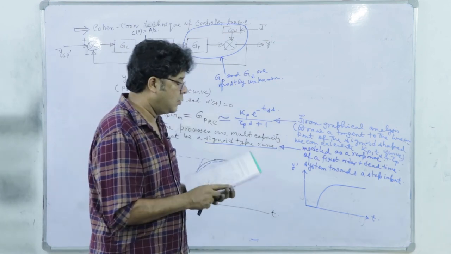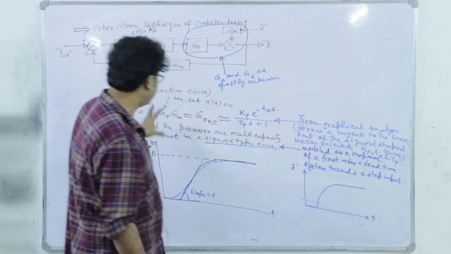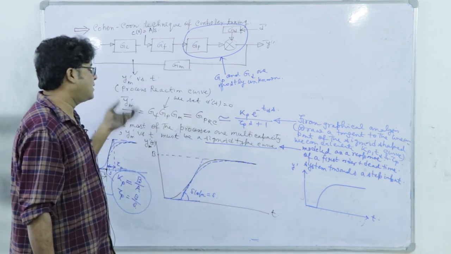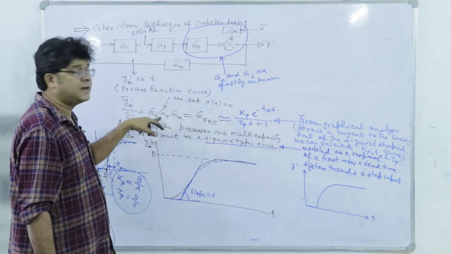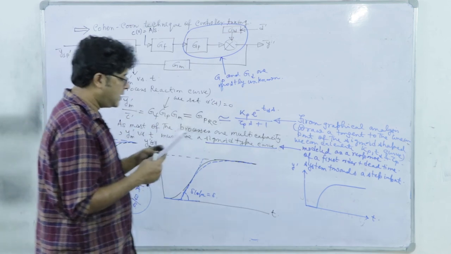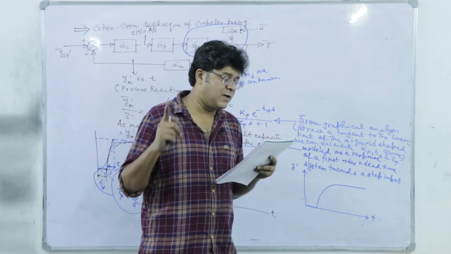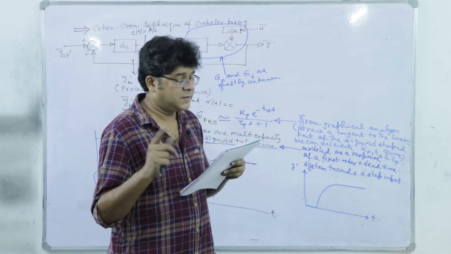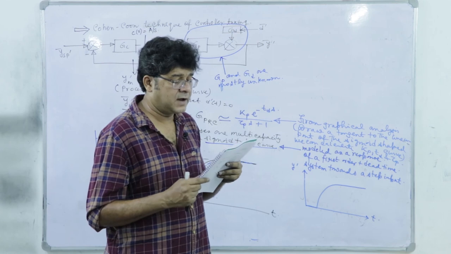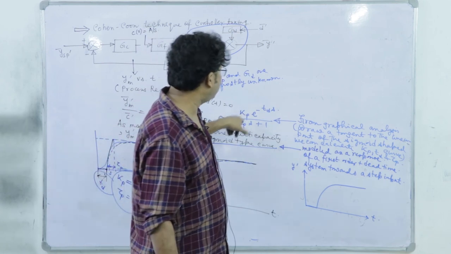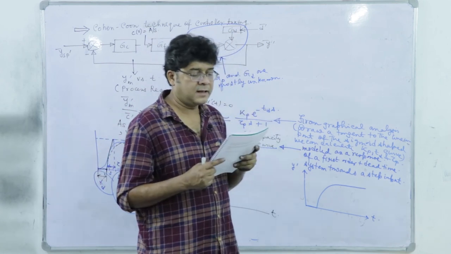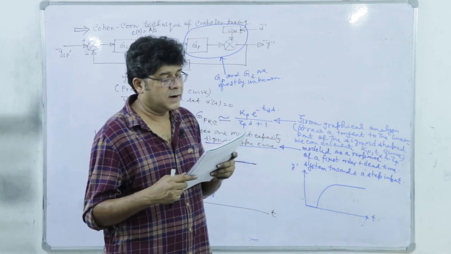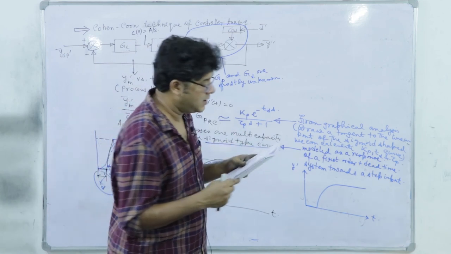So, what is the suggestion of Cohen Kuhn? Finally, if we look at their proposition, we don't have to find this GP separately. What they propose is that once we have the values of KP, tau P and TD, they have suggested the tuned values of the controller parameters in terms of these three parameters, using one quarter decay ratio and minimum offset.